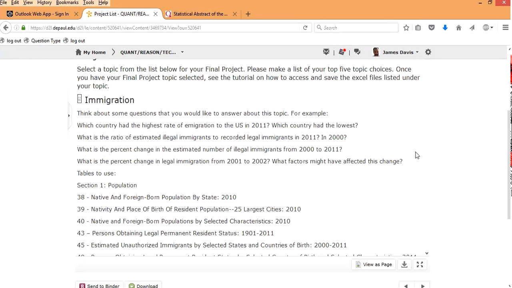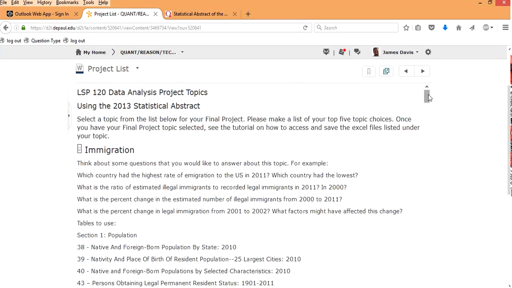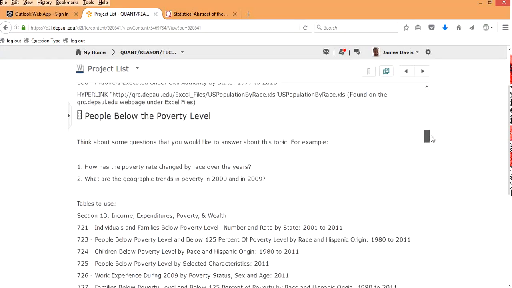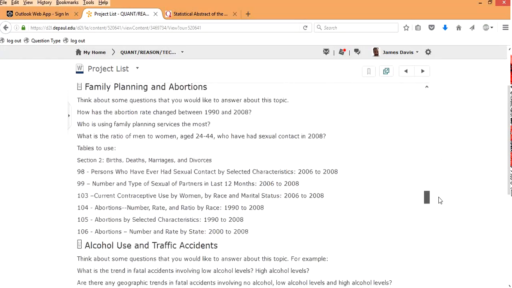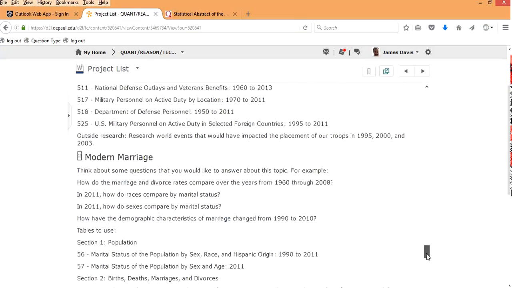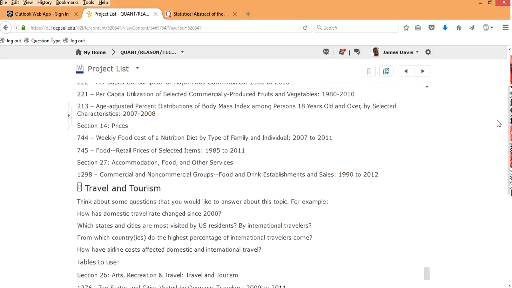Not why is immigration increasing or decreasing, but how has it changed? What's the ratio? What are the numbers, right? It's very descriptive. It's more addressing what questions rather than why questions. So you may use this as a topic list, but you're going to really want to focus on addressing why questions with your data.